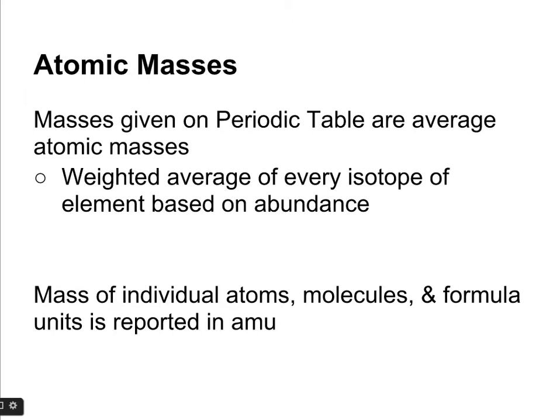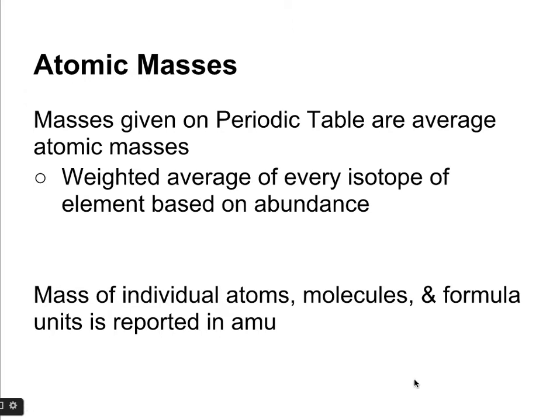So you see that hydrogen has a mass of 1 atomic mass unit. Oxygen, it's 15.999, but we call it 16 atomic mass units. Those numbers are all weighted averages based on the abundance of the different isotopes of that element.